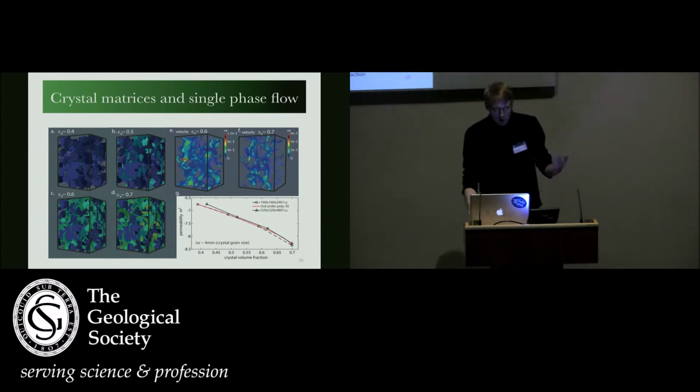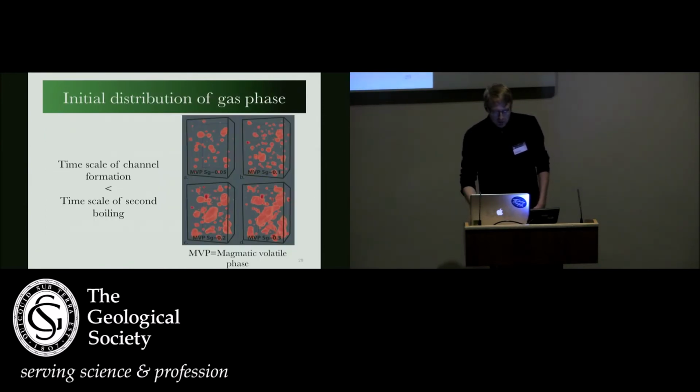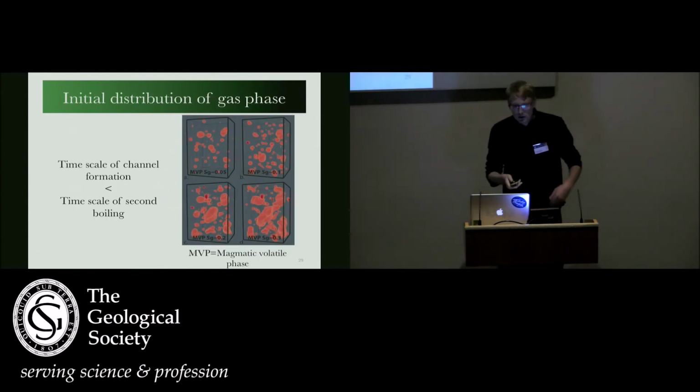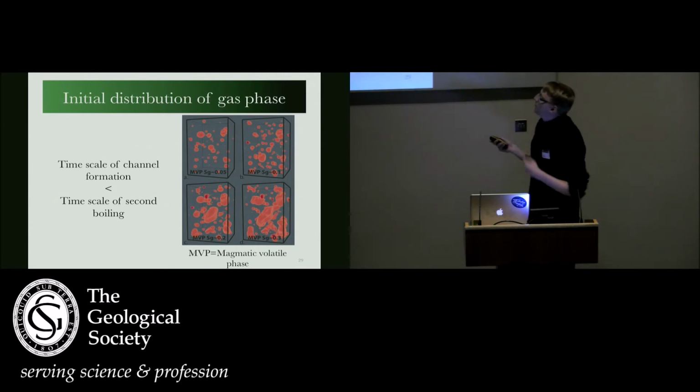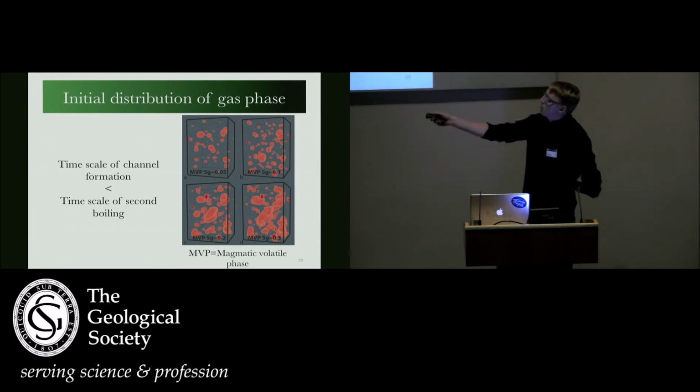So now we know our effective permeability, but you want to go a bit further, and you want to know how easy the bubbles actually escape through this crystal network. So when we assume that the time scale of channel formation, the time scale it takes to form connected bubble paths, is smaller than the time scale of second boiling, then having an initial gas distribution can be thought of as coming from a second boiling event.